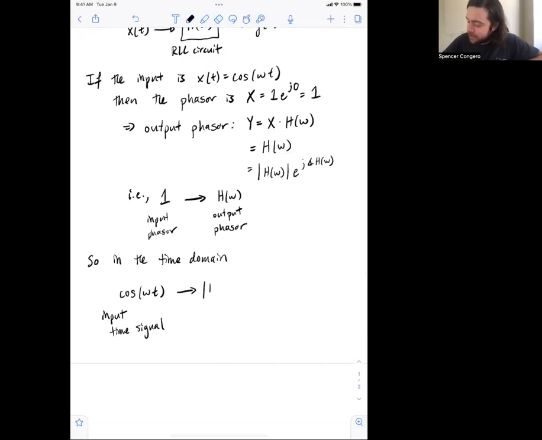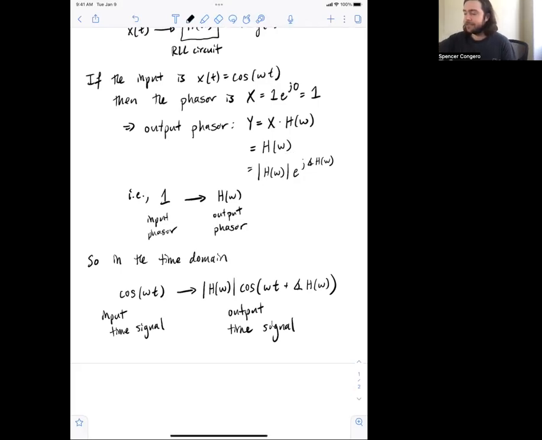So the magnitude is magnitude of H of omega times cosine. What's the frequency? We already know. It's the same omega from the input plus the phase, which is the angle of the frequency response. Okay, and this is the output time signal. All right, so far so good.